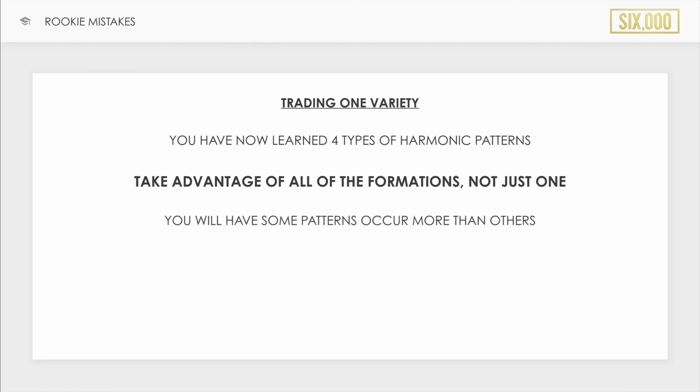Now you will have some patterns that occur more than others. It's granted you will probably find a bat and a Gartley more often than you will find a crab. But I don't want you guys to restrict your opportunities. I want you to aim to maximize your potential, aim to maximize your opportunities, analyze as much as possible, especially during the early stages. And if you find that a bat or a Gartley and a butterfly are your most successful patterns, then you can double down on those if you choose to.